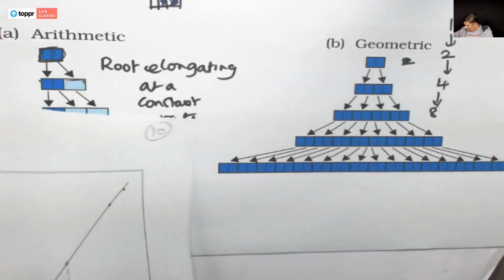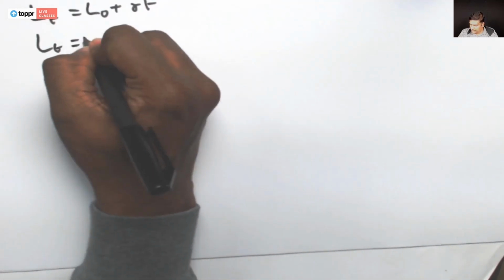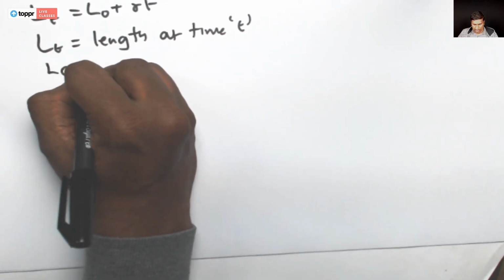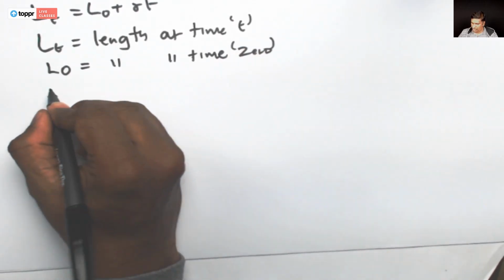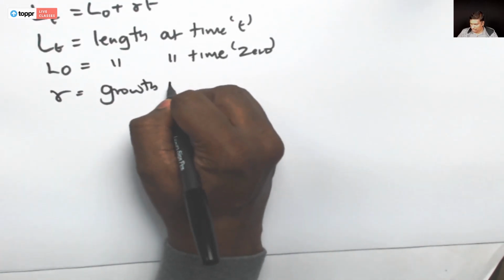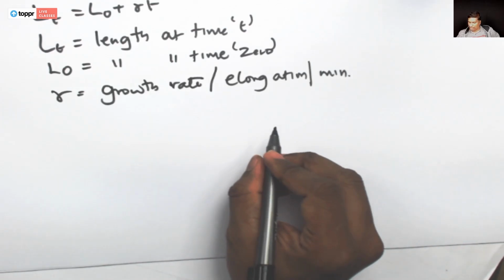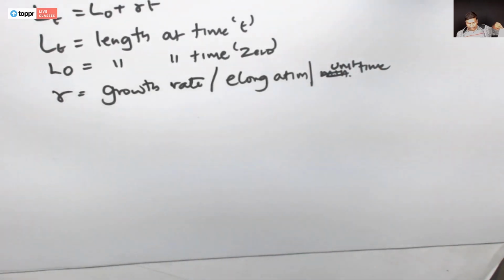Since this is in graph form, we can also express it mathematically. In the mathematical fashion, it is given as L_t = L_0 + rt, where L_t is the length at time t, L_0 is the length at time 0, and r is the growth rate, or elongation per unit time. Now here, let me just come back to this.